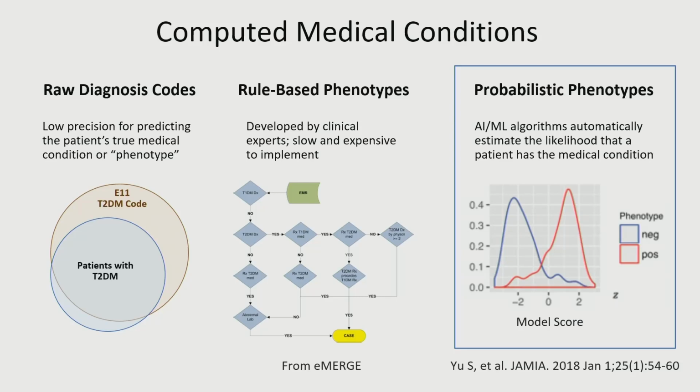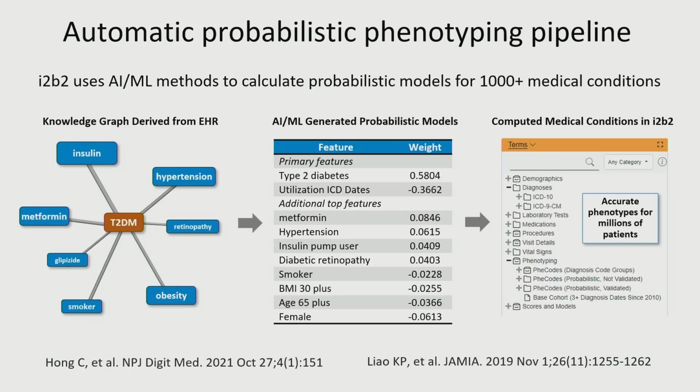So what we're using today in I2B2 are probabilistic phenotypes. We're using artificial intelligence and machine learning to generate probabilistic models that say the likelihood that a patient has the condition based on all the data in their chart. We use a couple different algorithms to do this. The first one is something called embedding regression. It's like what large language models use.